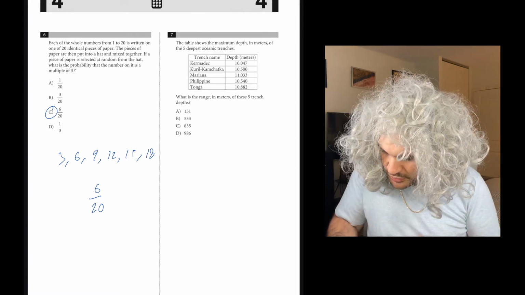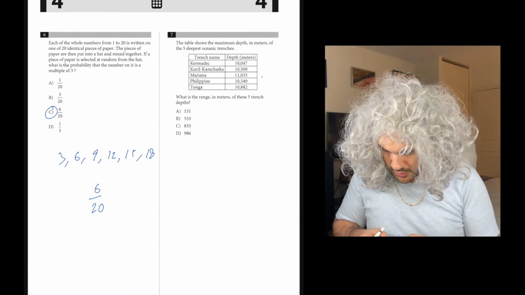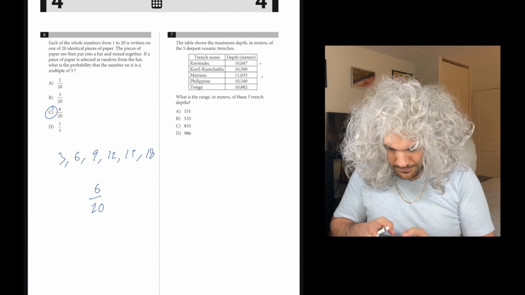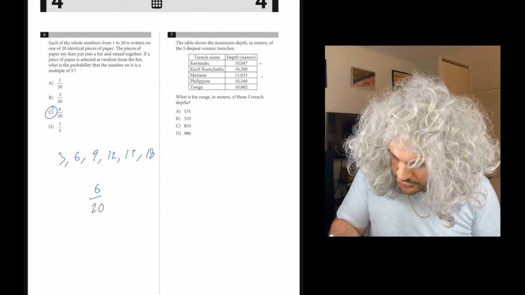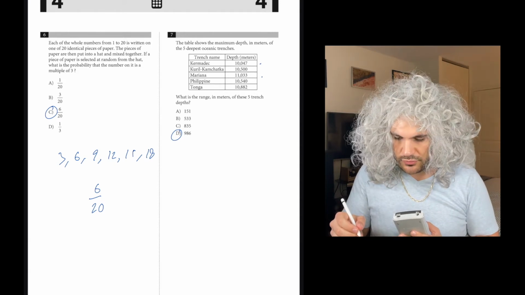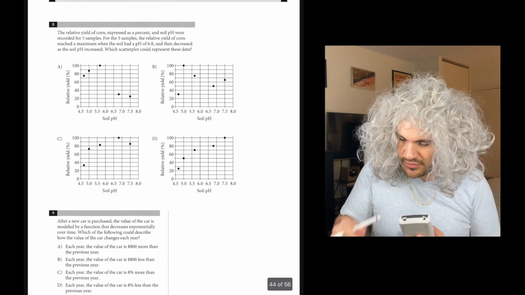So our biggest number here is this 11,033. Our smallest number is this 10,047. So we get 986 as our answer. Cool. Dope. Next page, number 8.